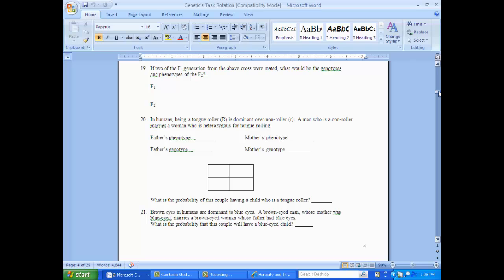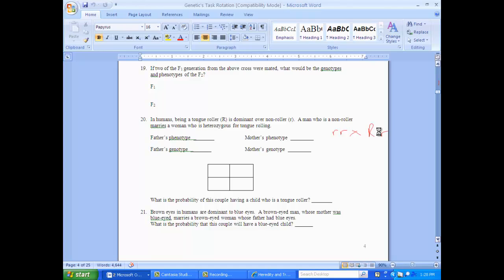In humans, being a tongue roller is dominant over a non-tongue roller. A man who is a non-roller marries a woman who is heterozygous for tongue rolling. So if the man is a non-tongue roller, what is his genotype? Small r, small r. Marries a woman who is heterozygous for tongue rolling. Heterozygous, good. Two different alleles. Big R, little r.